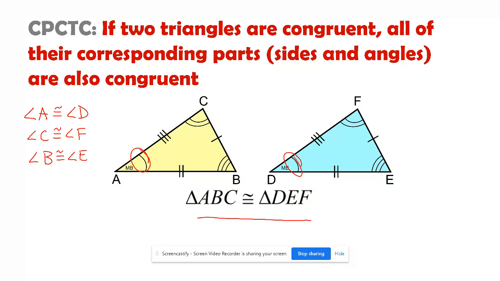And I can do the same thing with the sides. I'm going to start with CB because that has one tick mark here. And it's going to match up with FE. So those two sides are congruent. And going around my triangle, I have BA is congruent to ED. And I have AC is congruent to DF.